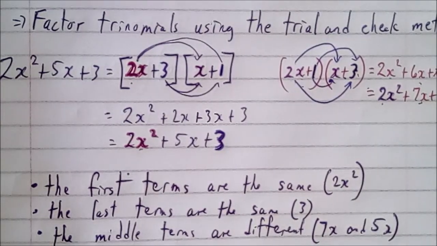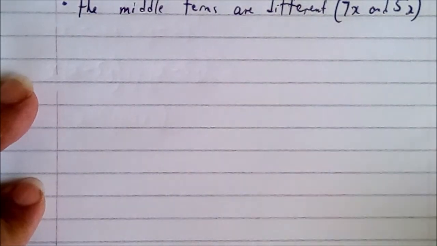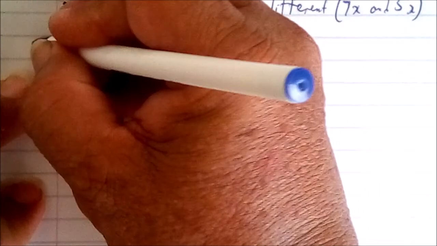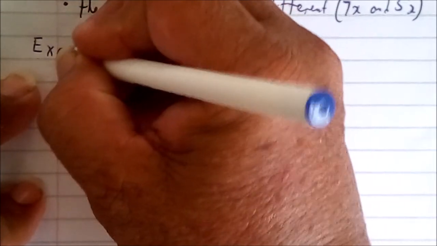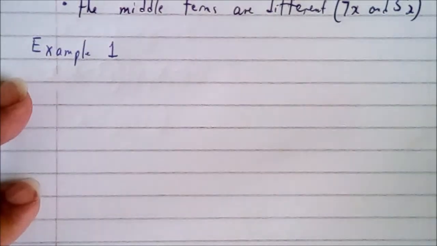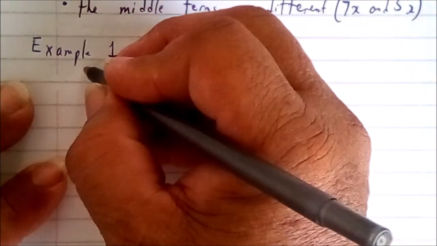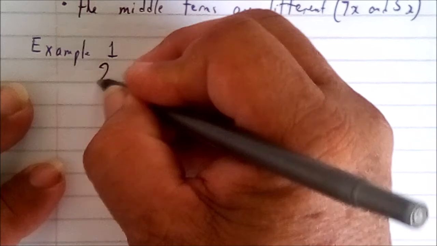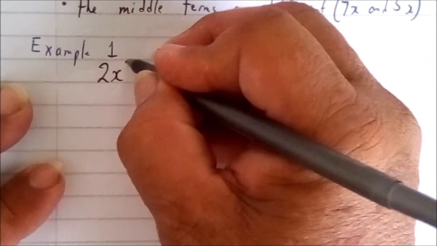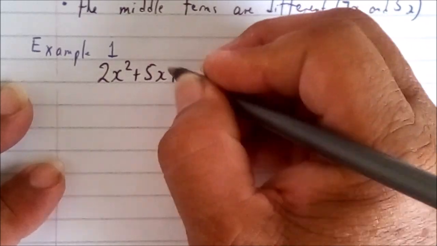So let's start with a few examples now. I will be labeling them example 1, example 2. Example 1 of this method. Okay, so I'm going to be factoring, I gave you 2x squared plus 5x plus 3.